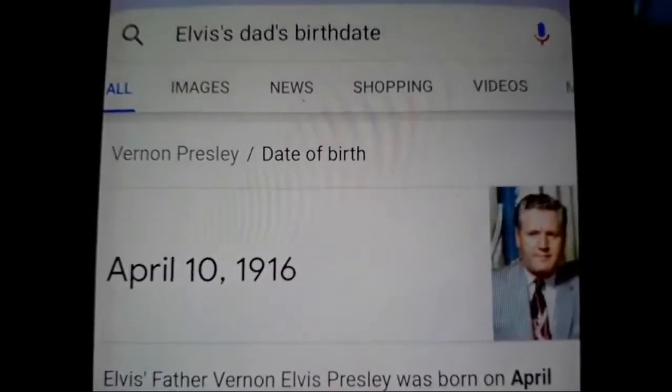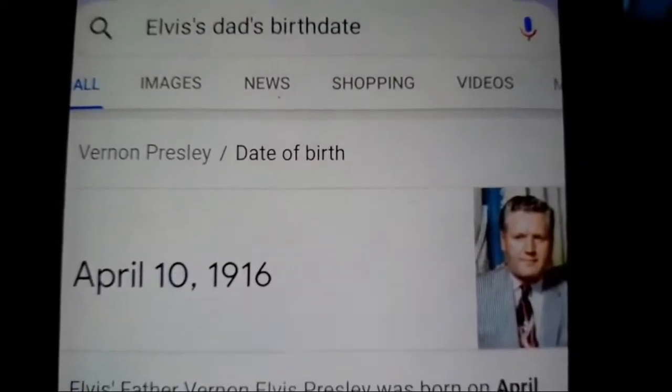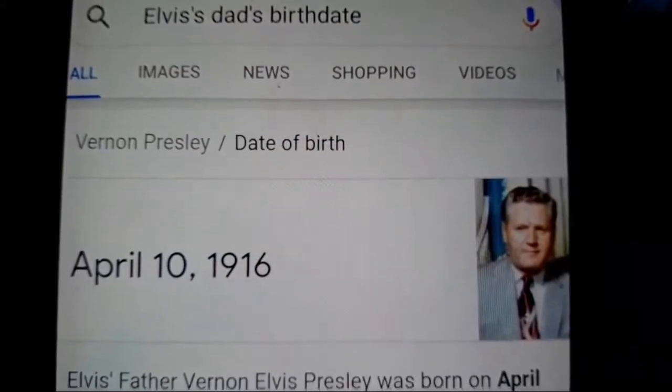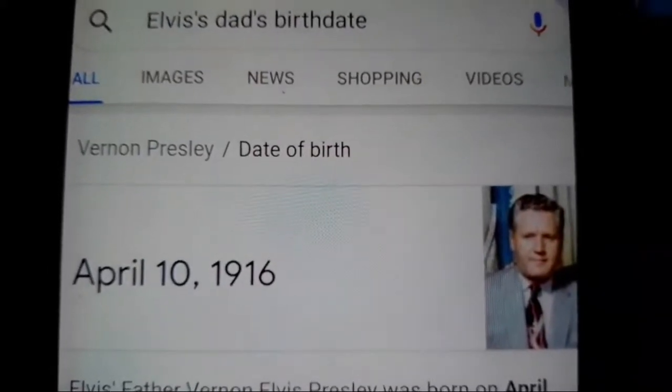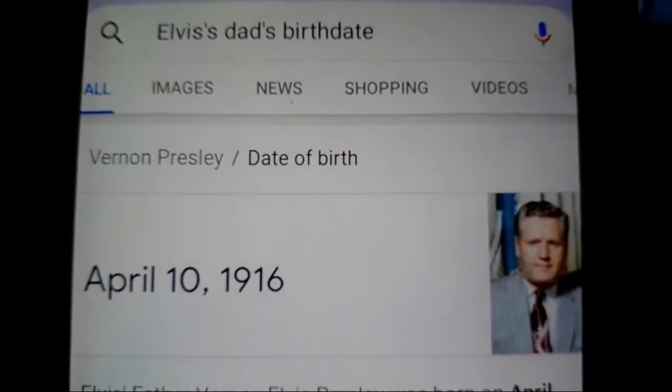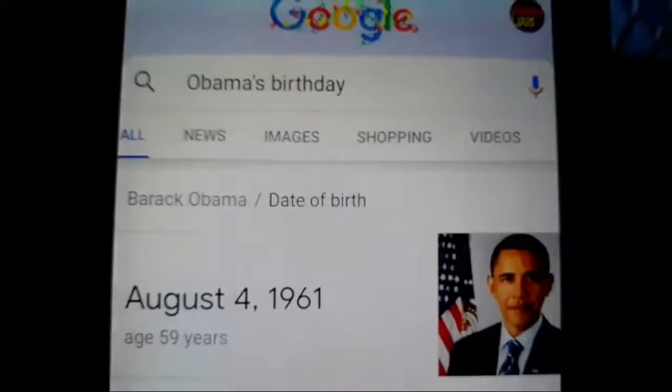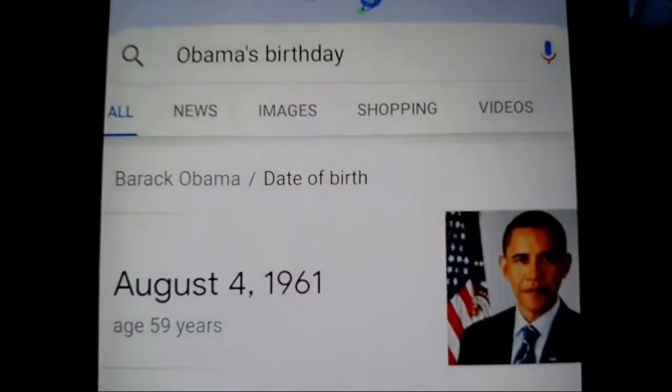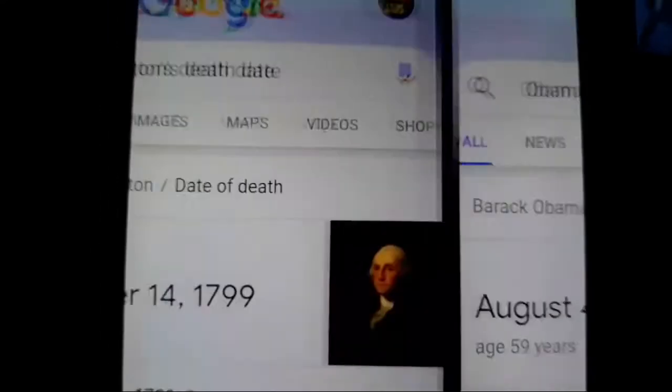Oh, okay. So this is Elvis's dad. And when was Elvis's dad born? April 10th, that's 4/10. And when was Barack born? August 4th, 8/4. Now watch this.